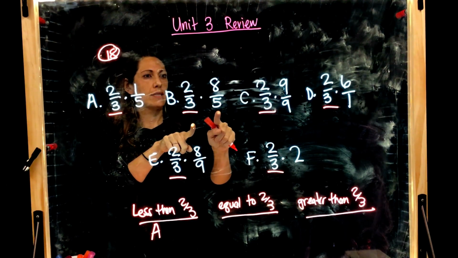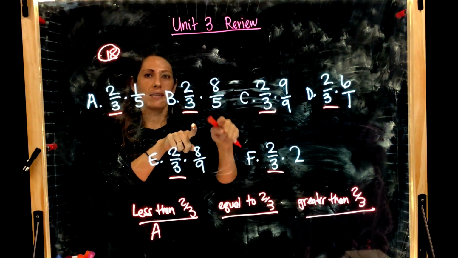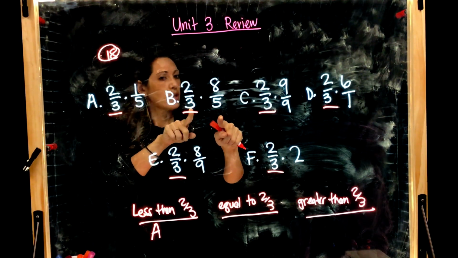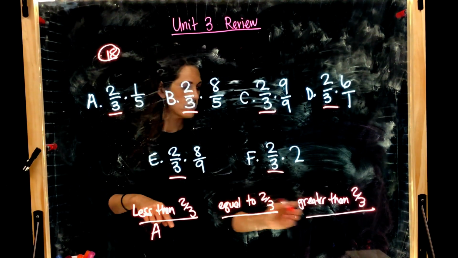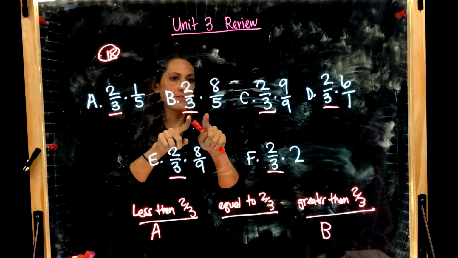That's a fraction, but that's an improper fraction. So that's a mixed number, so that's a whole number in there. So I have a fraction and a whole number. Well, now my answer will be greater than the fraction. So B will go here.